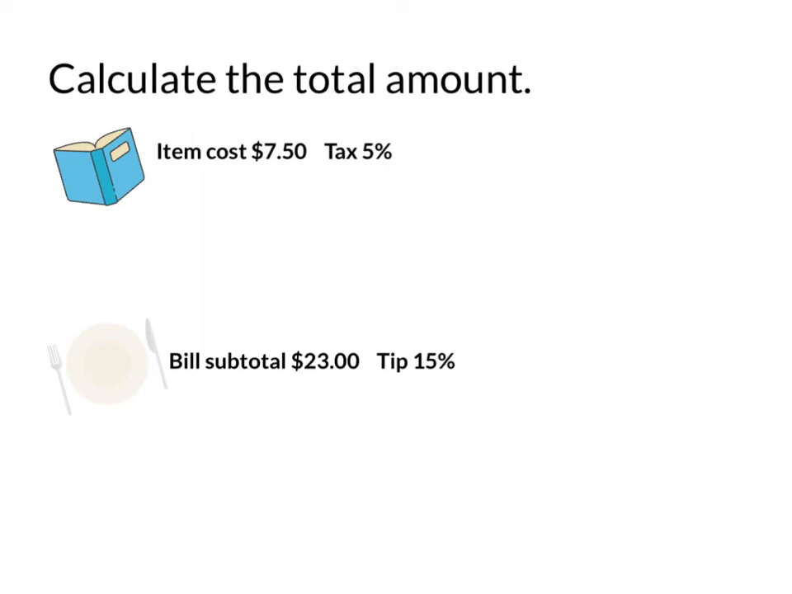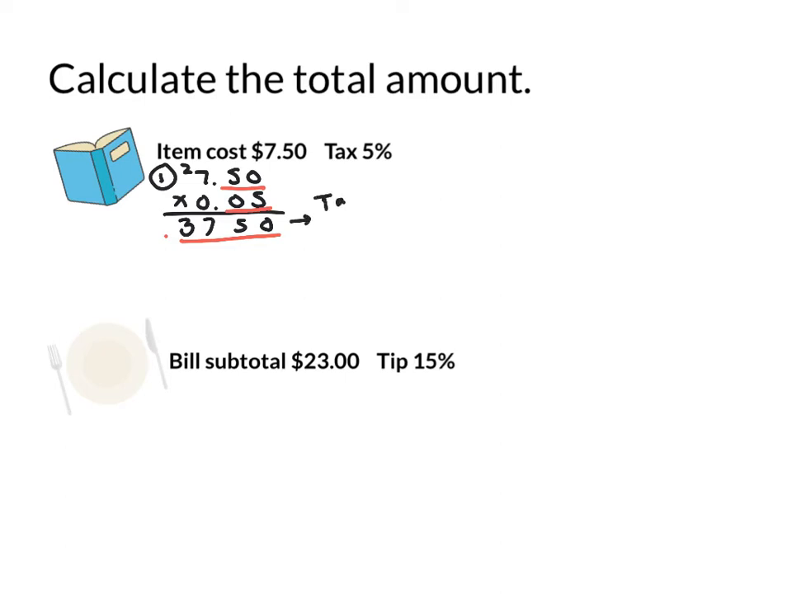Pretending we want to buy a book that costs $7.50, we're going to figure out the total amount if we have a 5% tax. If you used method 1, you would find 5% of $7.50. Our book cost times 5% written as a decimal, 5 hundredths. And then we multiply. You have 4 digits to the right of your decimal, so make sure you have 4 digits to the right of the decimal in your answer.